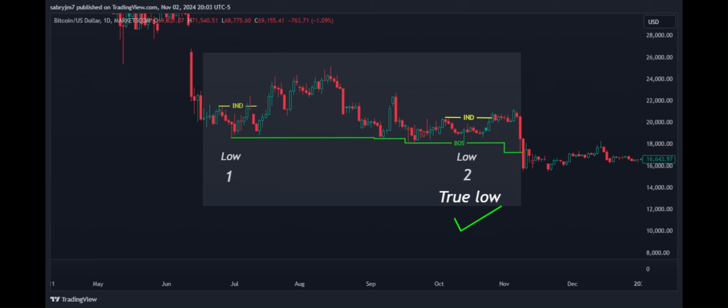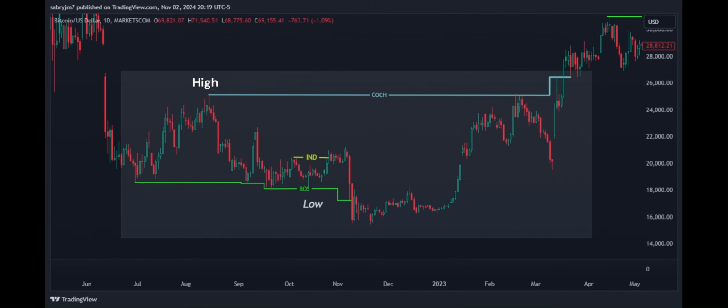Now we see that this low has been broken, so the downtrend continues, and we identify the highest point as the high. Where the high, rather than the low, is broken, a change of character occurs, and the upward trend has just begun, so the trader should start buying.